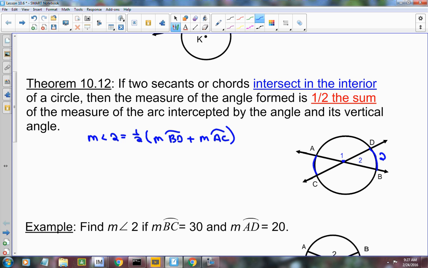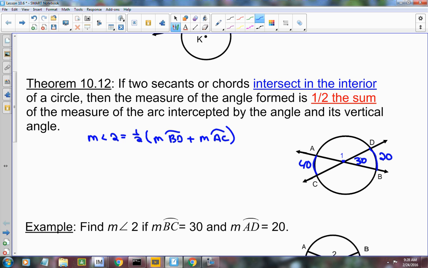So if this was 20 and this was, let's say, 40. If this is 20 and this is 40, what's the measure of angle 2 going to be? Well, you add these together, it's 60, but the angle is half of that sum. So that angle 2 is going to be what? 30. Okay? And then if they ask for angle 1, you could find it, because angle 1 and angle 2 are supplementary. They're a linear pair, right?